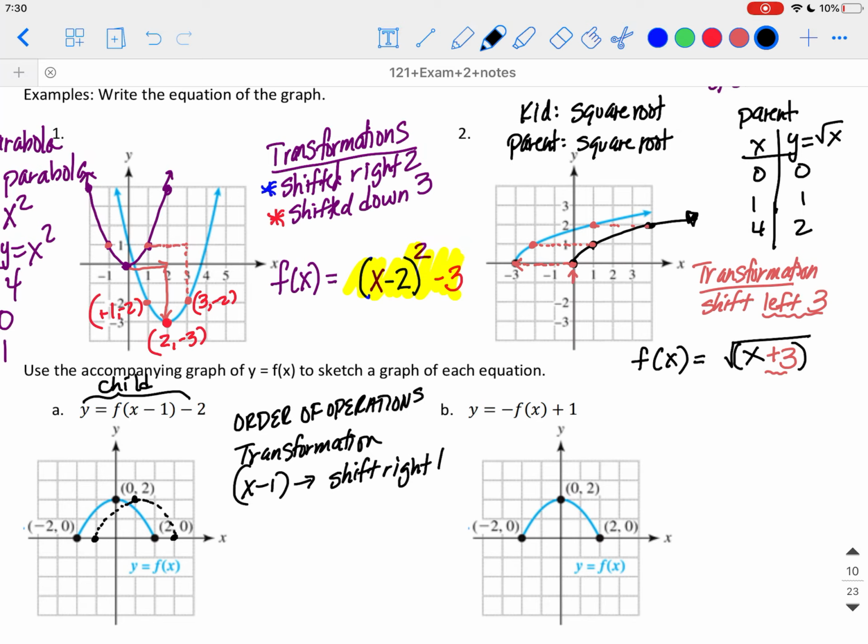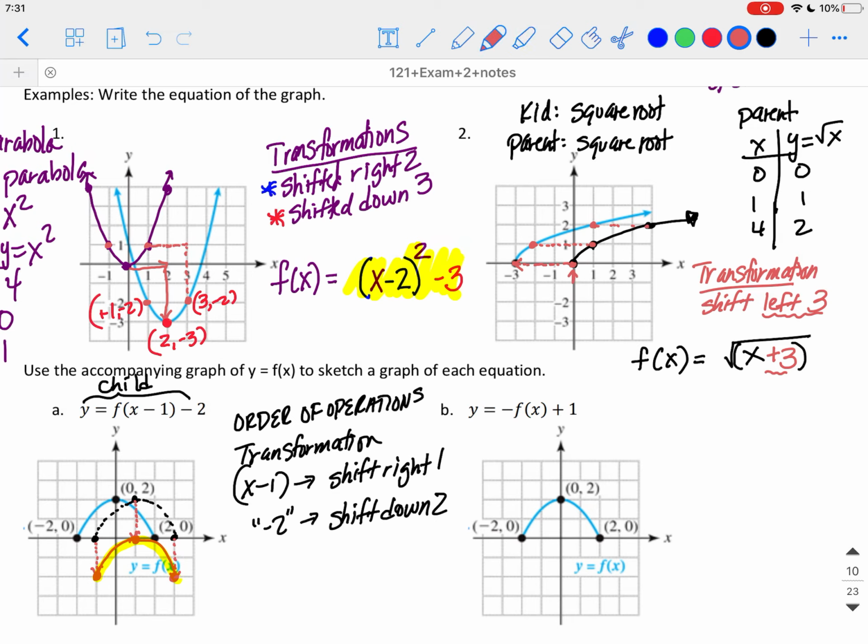And then the minus 2 is going to be shift 2 down. So from here, I'm going to shift 2 units down. So each point right here, this one's going to go 2 units down. Then this one's going to go 2 units down. And so my answer here, there's my child. So let me highlight my answer. This is my answer.